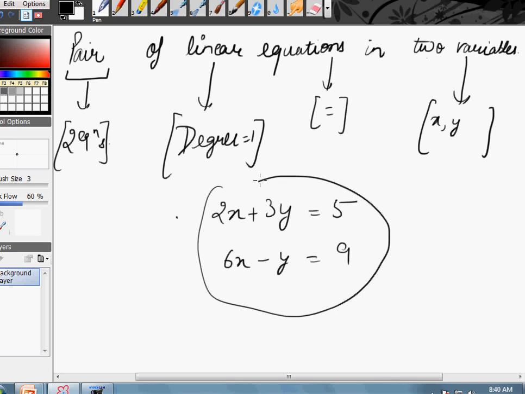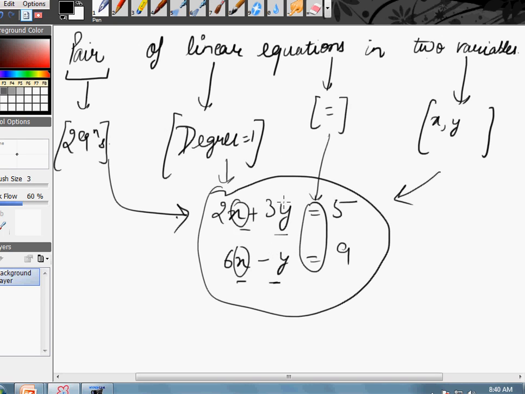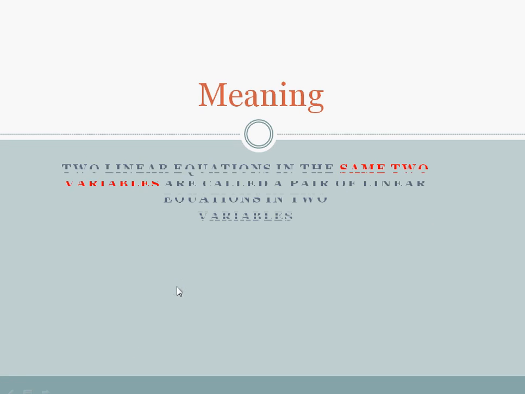can be a pair of linear equations because we have two equations, both have degree 1, we have an equal to sign relating the different terms, we have two variables. Friends, it should be kept in mind that to be a pair of linear equations, the two variables must be same. Thus, two linear equations in the same two variables are called a pair of linear equations.